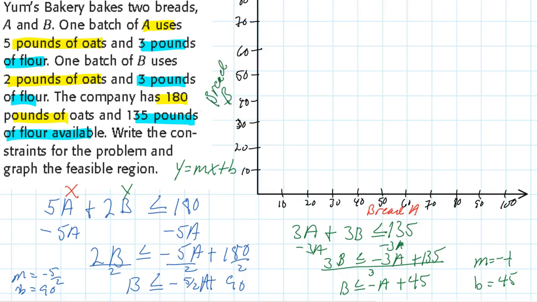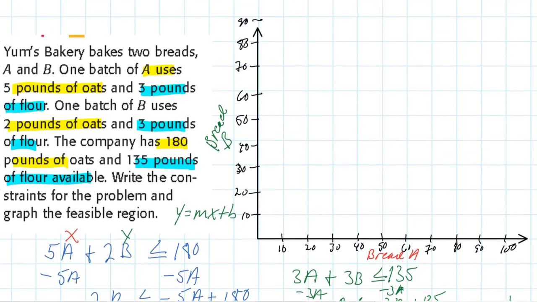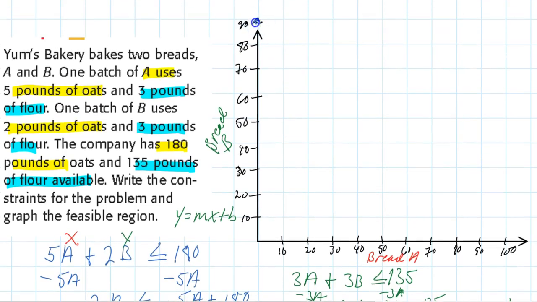Now that I have these labeled, I simply draw the graphs. For the oats, I know that my y-intercept was 90. Well, 90 is a little bit off my graph, so I'm going to have to scroll up. My y-intercept was 90, and my slope was negative 5 over 2.